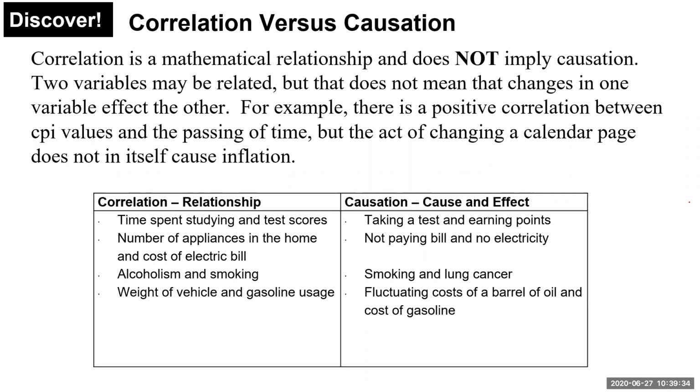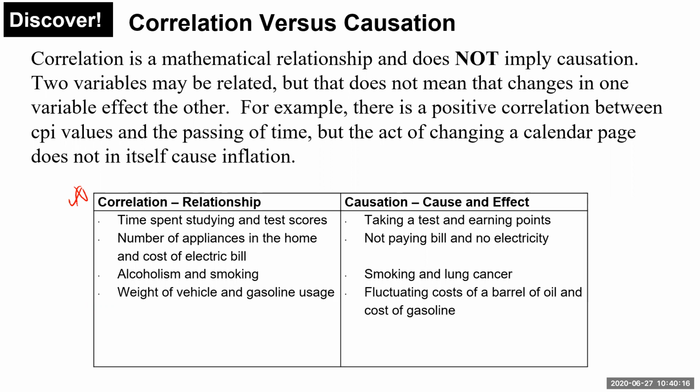Now, correlation versus causation. Correlation is a mathematical relationship and does not imply causation, right? So two variables may be related, but that does not mean that changes in one variable affect the other. So now let's look at this table right there. Correlation and relationship: time spent studying and test scores. We expect that if you put in more time studying for your test, you should get a good score. And number of appliances in the home and the cost of the electricity bill. So we expect if you have more appliances at home, you should expect to pay more on electricity, right?